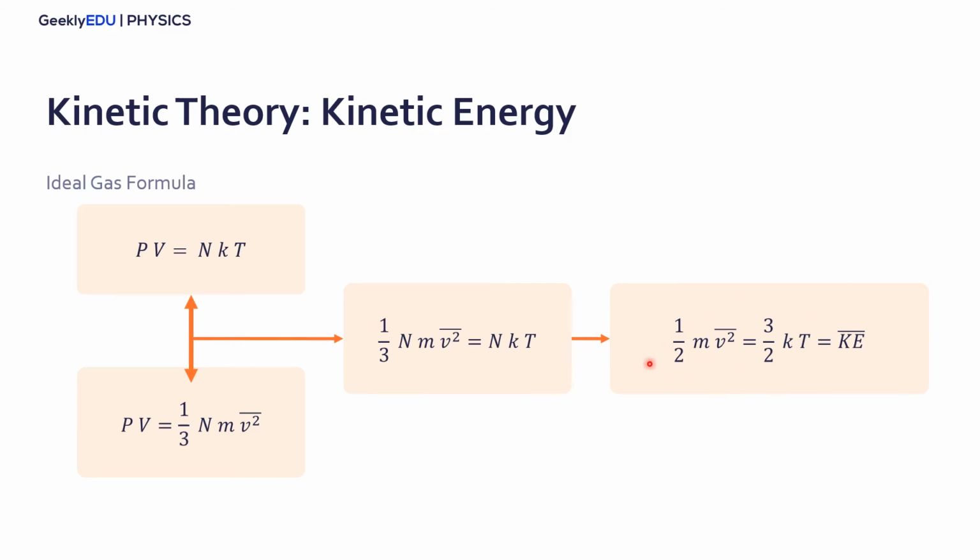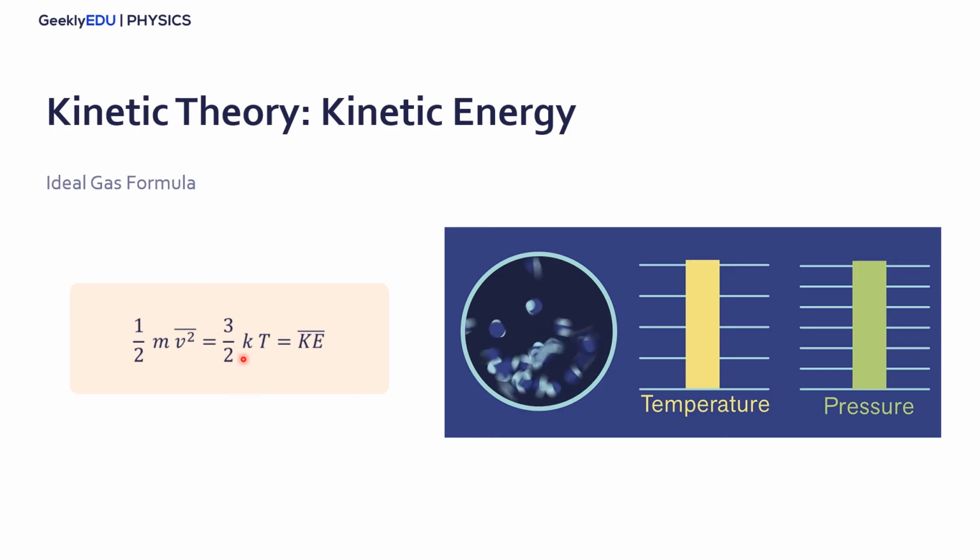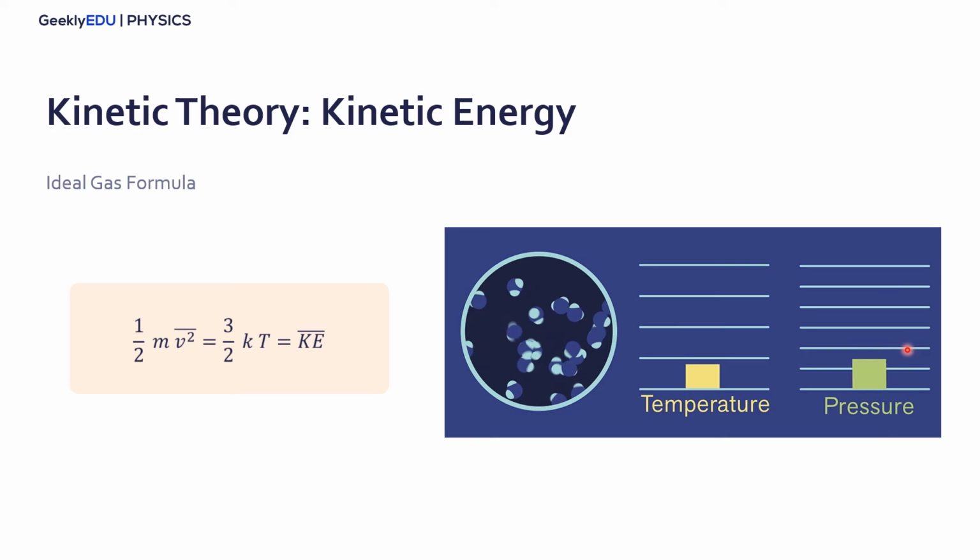If you remember the left-hand side of the equation, this is actually the kinetic energy: half of mass times v squared. And now we are relating pressure and volume with the temperature. We're actually relating the kinetic energy of a gas system with temperature. So this equation tells us that if we increase the temperature, we're also increasing the pressure of the system.